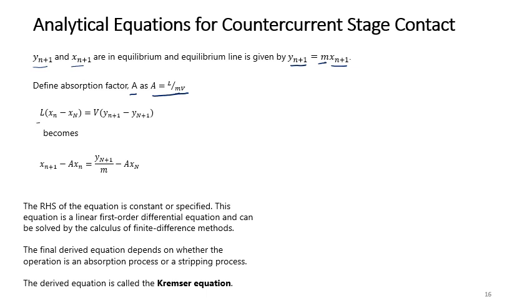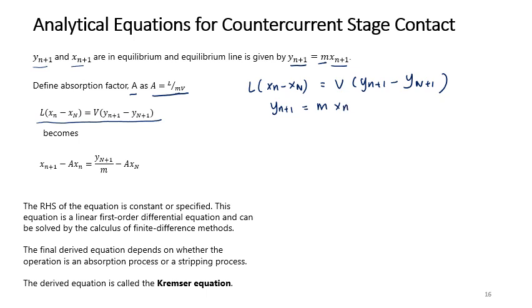From the previous slide, you can rearrange this equation: L times (x_n minus x_N) equals V times (y_{n+1} minus y_{N+1}). Also y_{n+1} equals m x_{n+1}, so you just replace the y here with this. You can work on this derivation if you're interested. If not, you can skip it. That gives m x_{n+1} minus y_{n+1}.